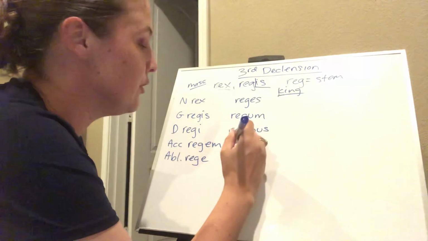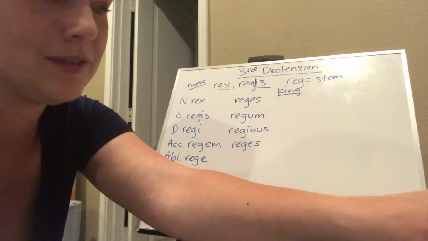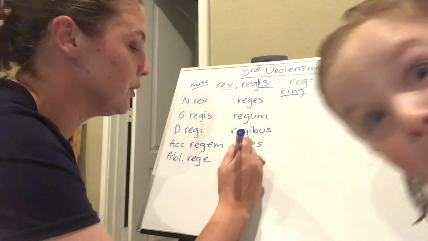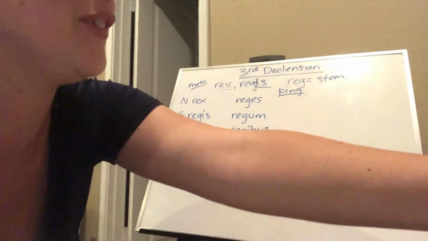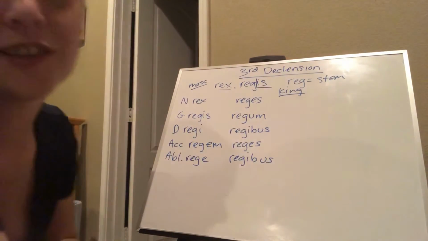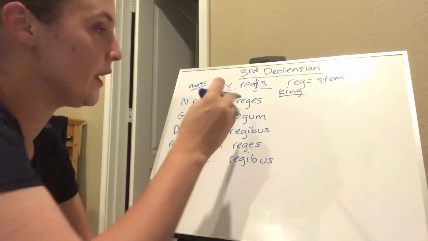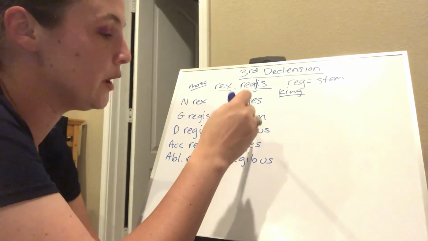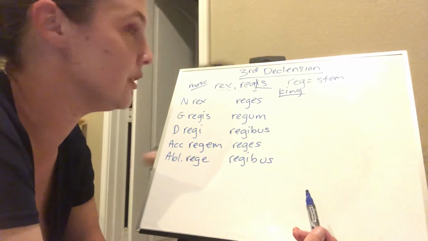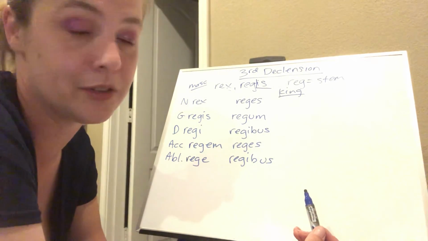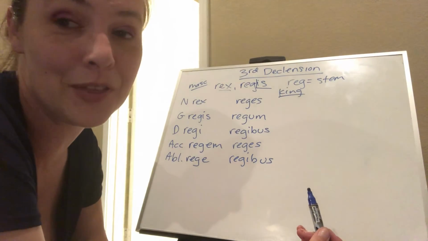Okay, so accusative plural. I gotta make this fast. Reges. And ablative plural. Regibus. Okay, that's enough. Let me finish. So, you have rex, regis, regi, regem, rege, reges, regum, regibus, reges, regibus. There is your third declension, masculine, singulars and plurals. And I will continue with third declension.